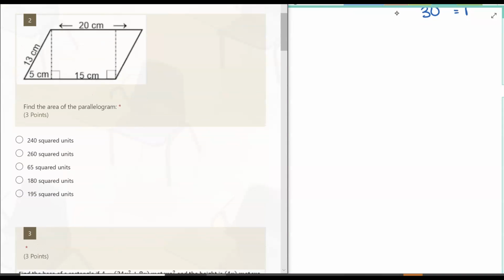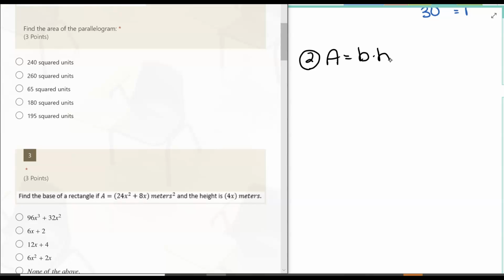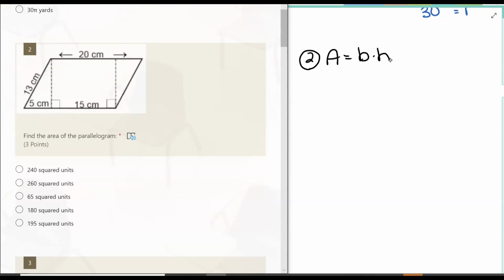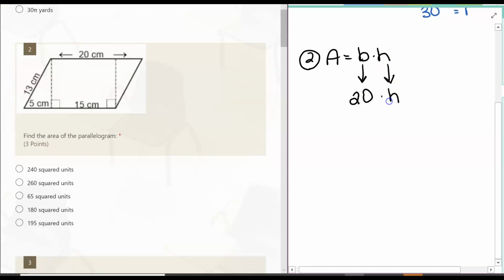Number two, find the area of the parallelogram. Well, being a parallelogram, the formula is going to be base times height. When we're talking about the base of a parallelogram, we're talking about the full side of a parallelogram. The height is always going to be perpendicular to that base. So this in here, hopefully you can see my pen, this right here is going to be my height. Notice it's perpendicular to the entire base. The entire base is going to be 20. The height is what's unknown.